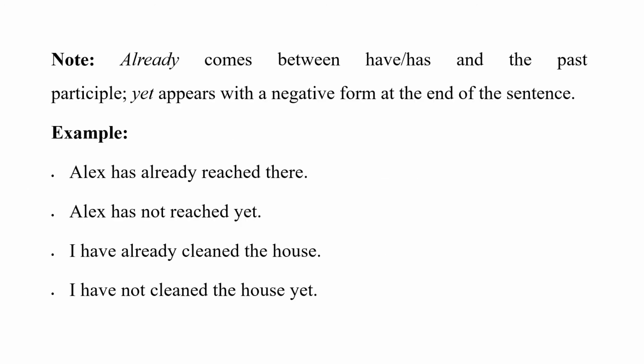Note that already comes between have or has and the past participle, while yet appears in a negative form at the end of the sentence. For example, Alex has already reached there. Already has come between has and reached. Alex has not reached yet. I have already cleaned the house. I have not cleaned the house yet. Yet appears at the end of the sentence.